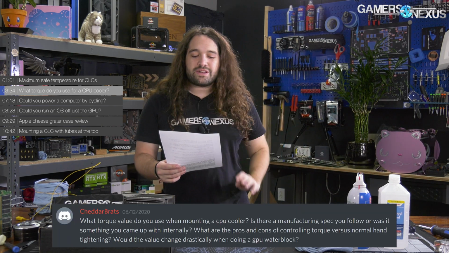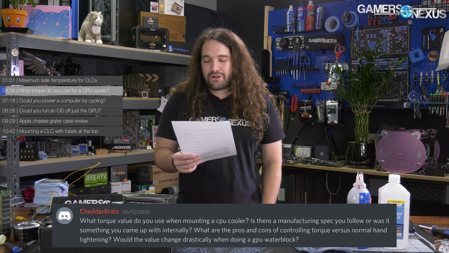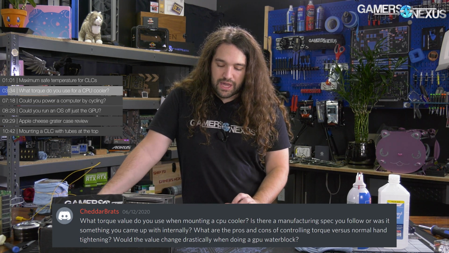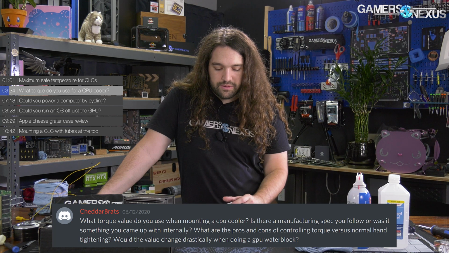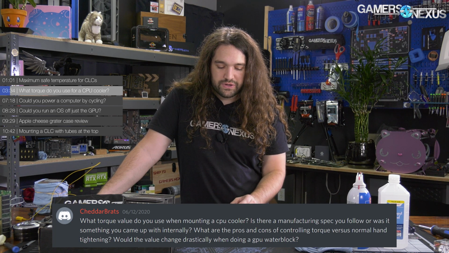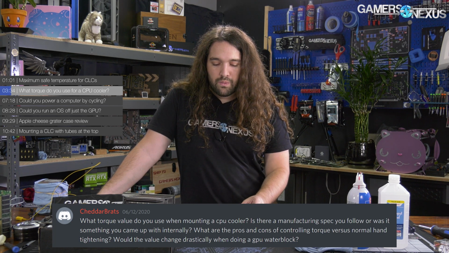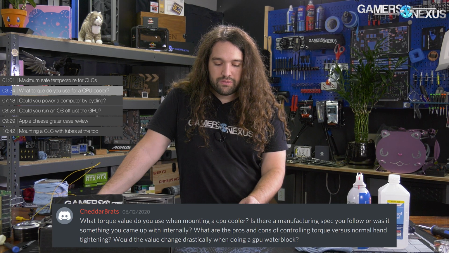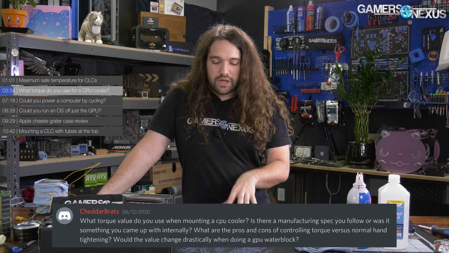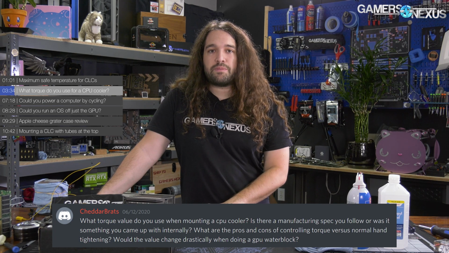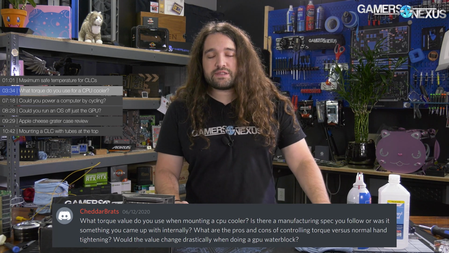CheddarBrats says, what torque value do you use when mounting a CPU cooler? Is there a manufacturing spec you follow, or was it something you came up with internally? What are the pros and cons of controlling torque versus normal hand tightening? Would the value change drastically when doing a GPU water block? So most recently I was talking about using specific torques for our dummy heaters. I actually just got done with a bunch of testing. That content will probably be live by the time this is. So that's gonna be our IC diamond versus thermal paste content.